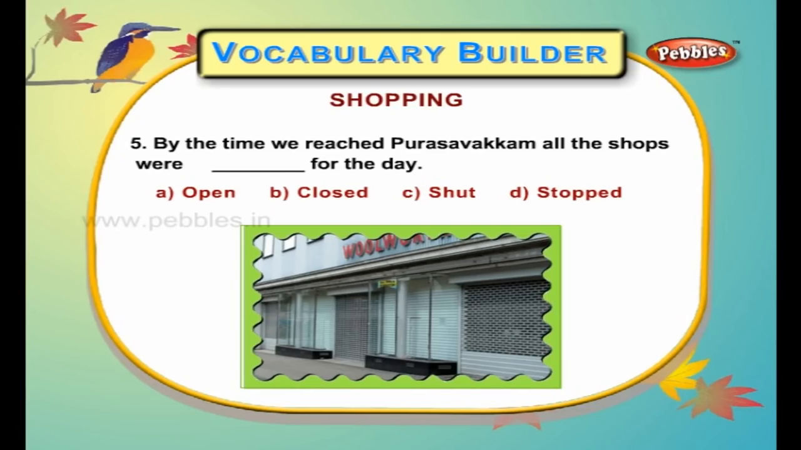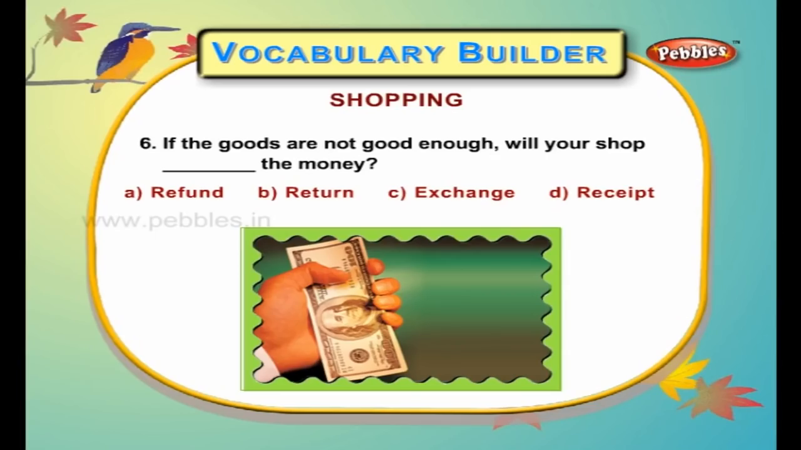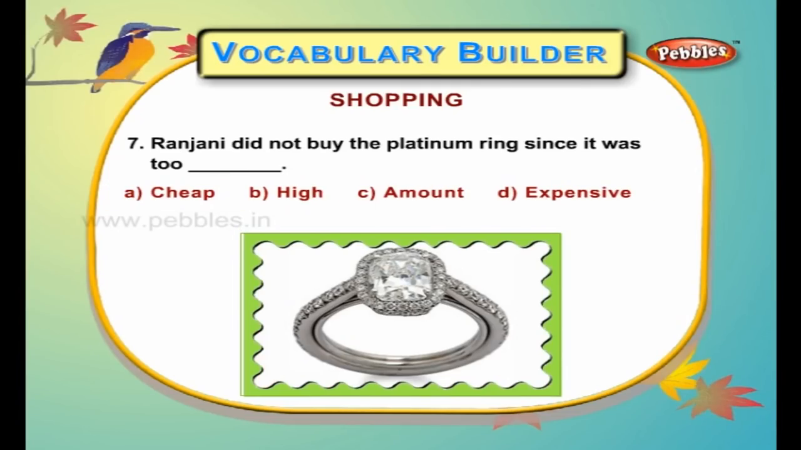By the time we reached Purushavakam, all the shops were closed for the day. If the goods are not good enough, will your shop refund the money? Ranjini did not buy the platinum ring since it was too expensive.